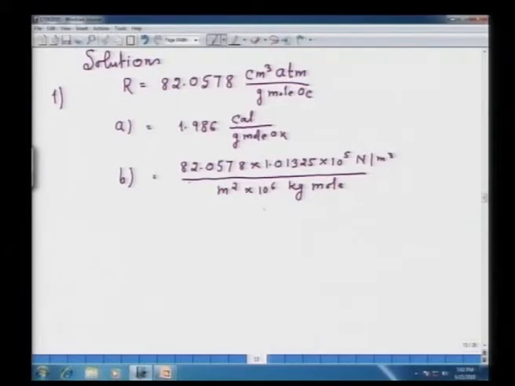So, degree Kelvin is already existing there. So, that is equal to 8314 joule per kg mole degree Kelvin, and that is the answer for B. So, now let us proceed to problem number 2.